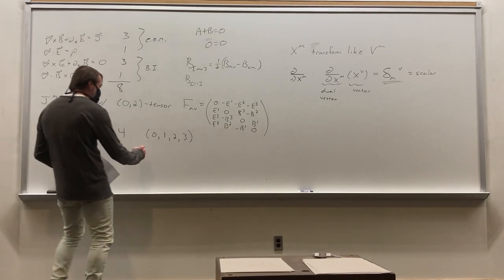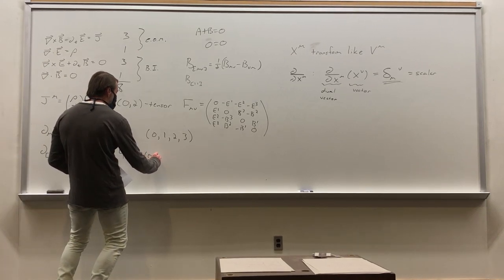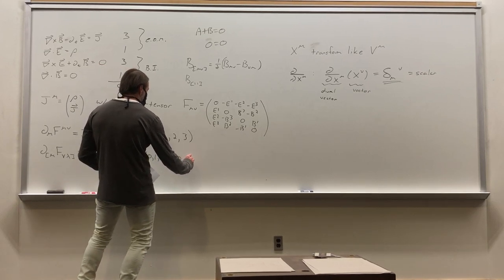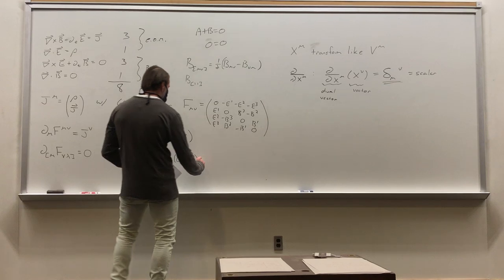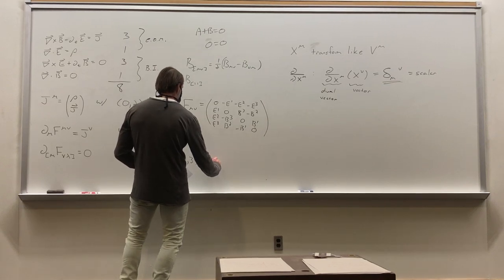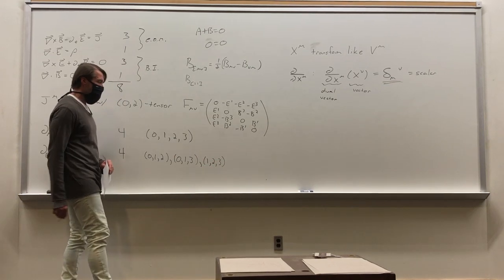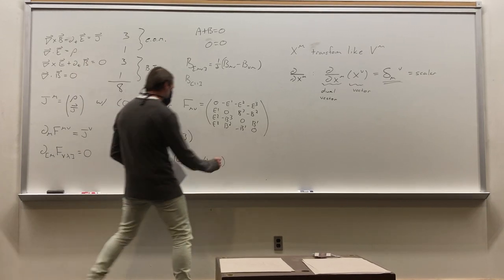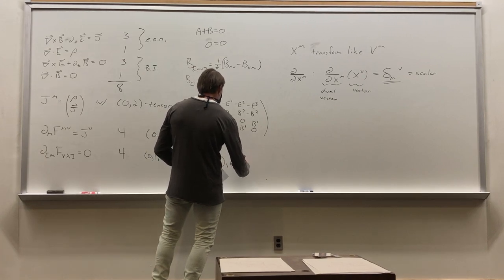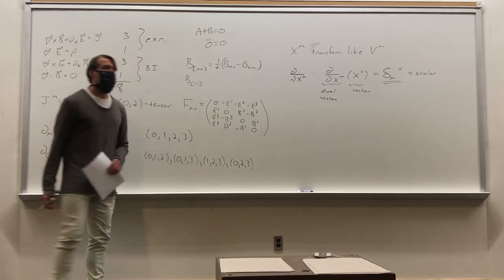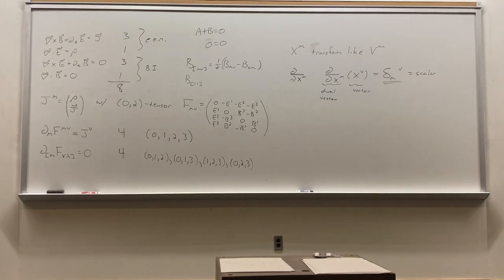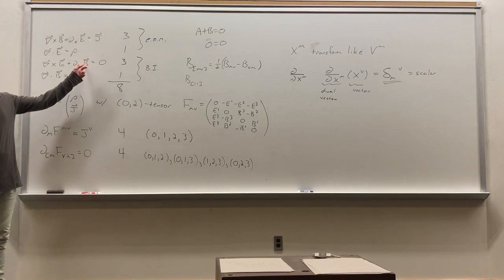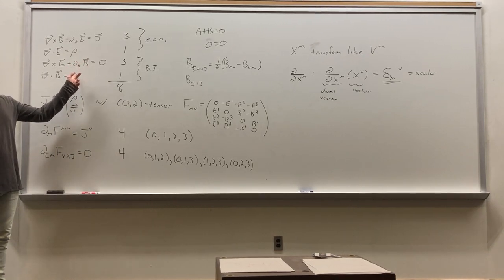So it turns out that there are 1, 2, 3, and which two? 0, 2, 3. And 0, 2, 3. There are four possibilities. So we get four equations from this. And that recreates the information in the second set.